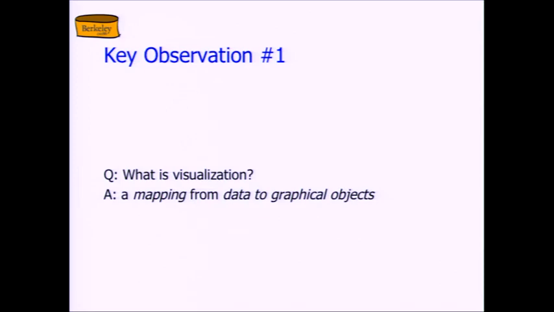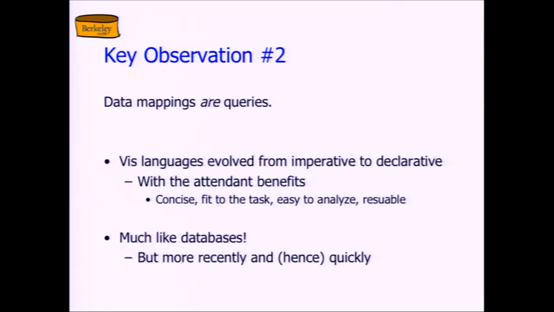It's a mapping. It's a mapping from data values to graphical objects. When we're visualizing data, all we're really doing is transforming its values into values that we know how to render on a screen. So it's a mapping problem. Okay. And the second observation is, how do you best specify data mappings? Well, they're really just queries. Okay. And visualization languages have sort of grown into this realization. They started out being like programming languages, and they've become much more like declarative query languages over time.